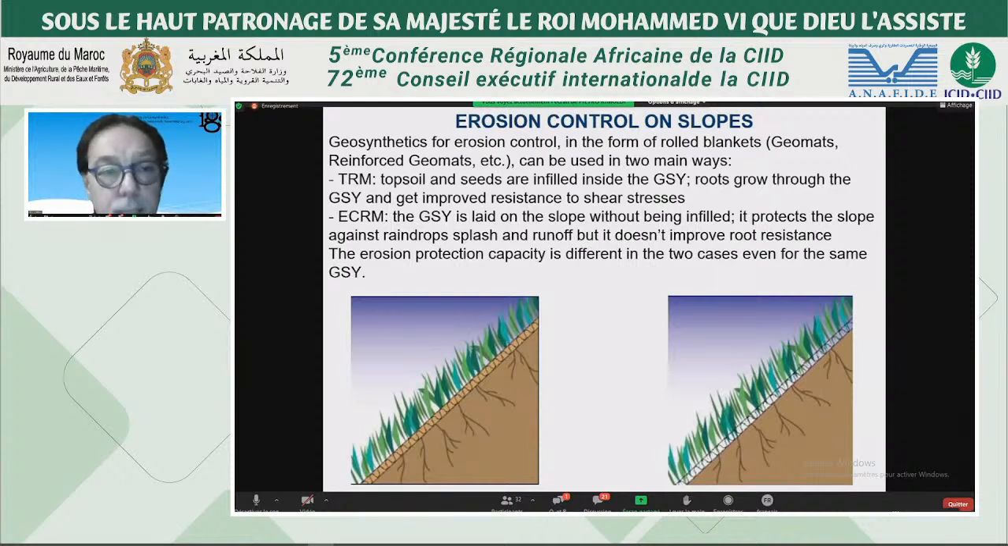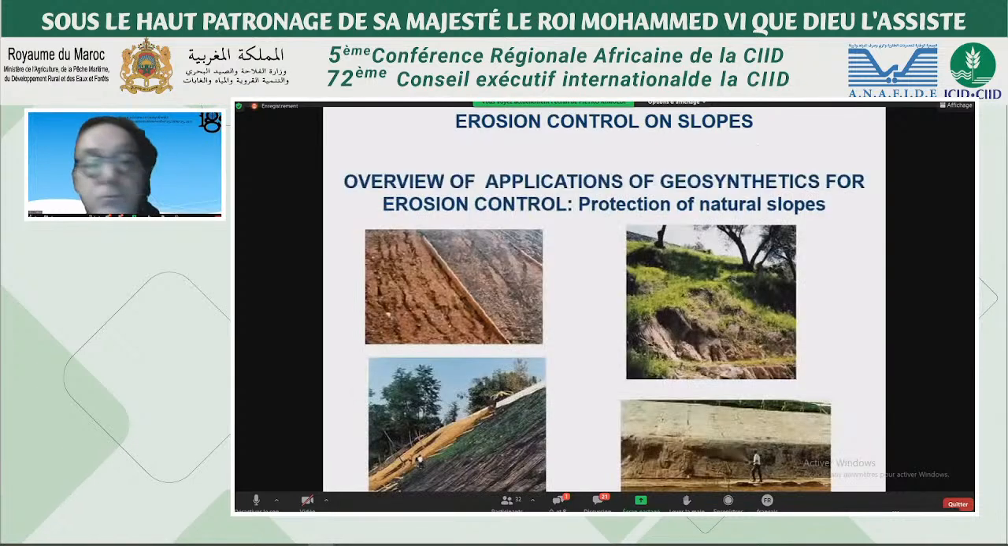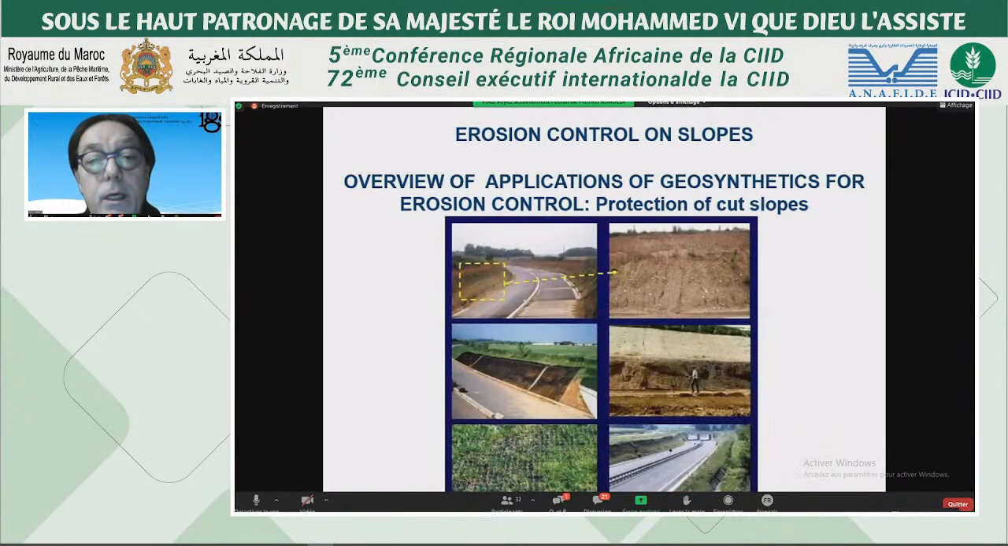Cela protège la pente contre le ruissellement et contre la pluie et renforce la résistance. Les protections érosives sont différentes dans les deux cas, même dans la même situation. Voilà des exemples d'application des géosynthétiques pour les contrôles d'érosion. Je parle donc des protections des pentes naturelles.